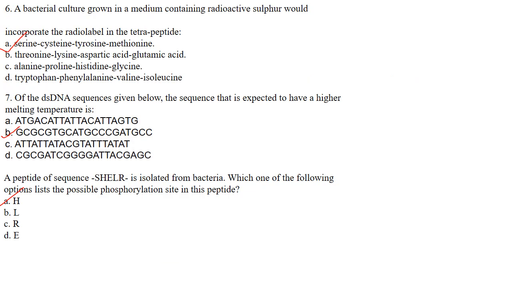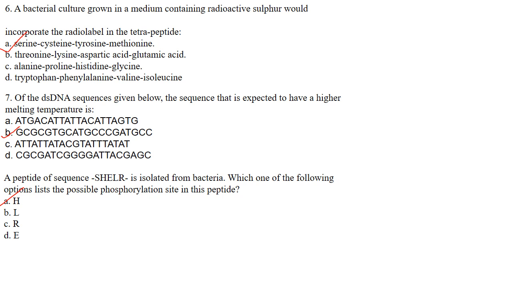A bacterial culture grown in a medium containing radioactive sulfur would. So radioactive sulfur they have told. So they will incorporate the radiolabel in the tetrapeptide serine, cysteine, tyrosine, methionine. These are sulfur containing amino acids, that is, cysteine and methionine are present, and they are present only in option A.